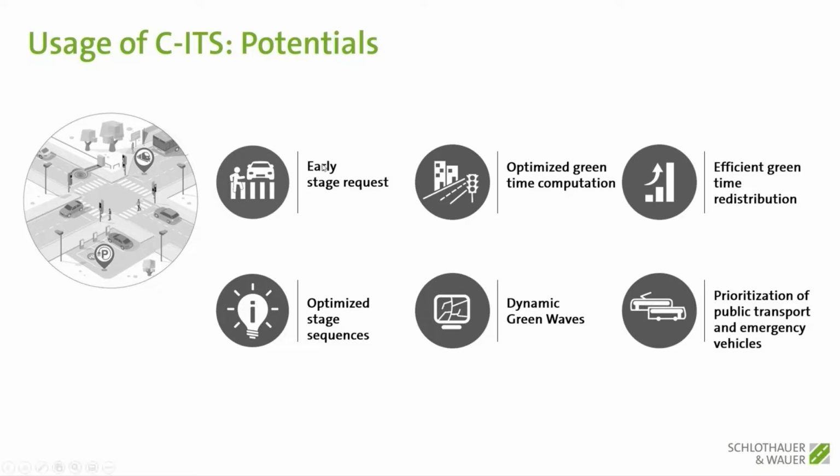The first thing is we can have really early stage requests. If we can use more than the locations of the detectors we have to detect that there's a request, we can use it and we can handle it directly. Next, we can have optimized green time computation and efficient green time redistribution. The reason for that is if you can determine the current traffic scenario better and better, you can react more actuated to that than the situation we have right now. Right now, we do a lot of assumptions just to make sure that we understand the current traffic scenario well enough by the detectors we have.